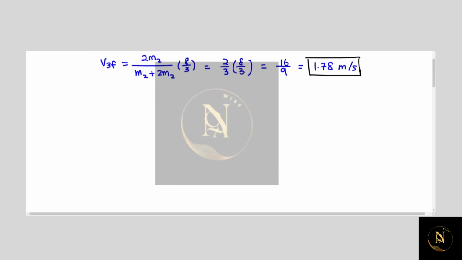Then in part B, you want to compare V3F with V1I. You can see that V3F is 1.78 meters per second, and V1I is 4 meters per second. So V3F is less than V1I.